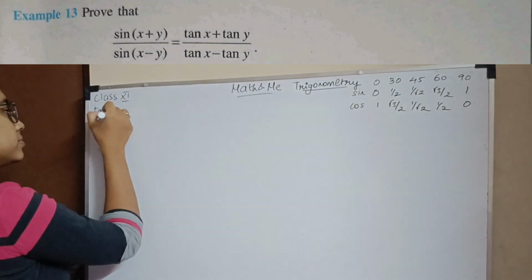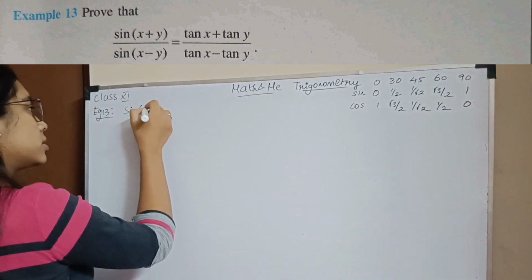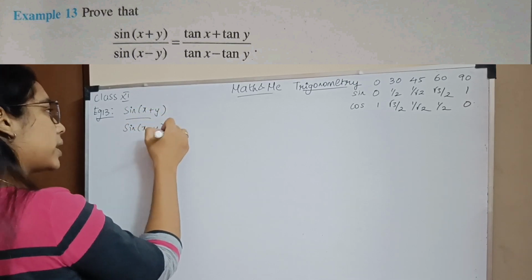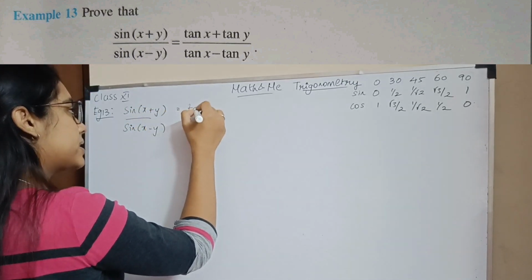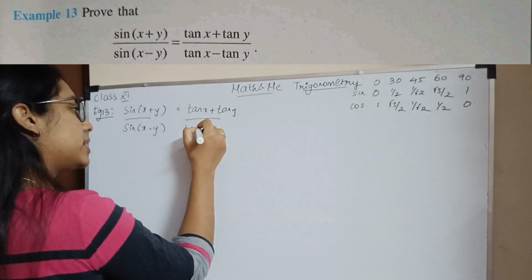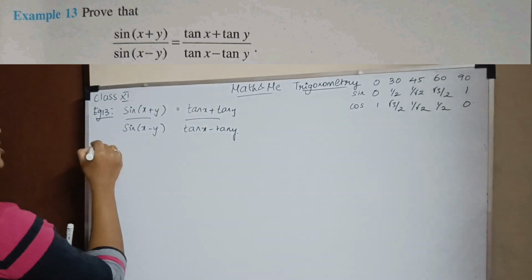Example 13. Sine of x plus y divided by sine of x minus y equals tan x plus tan y divided by tan x minus tan y. We have to prove this. So, first I am going to take only the LHS.